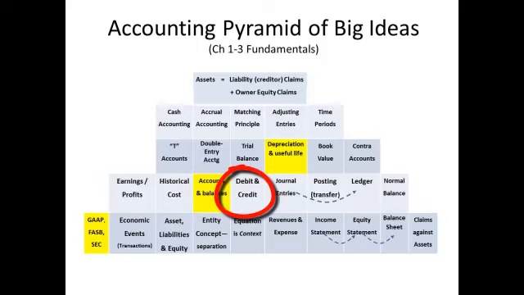Debit and credit. The rite of passage for new students. Learning the meanings and rules of debit and credit. They are the names given to activity in the accounts. Debit can mean either increase or decrease. Credit can mean either increase or decrease. Don't fall into the trap that they are one directional only.